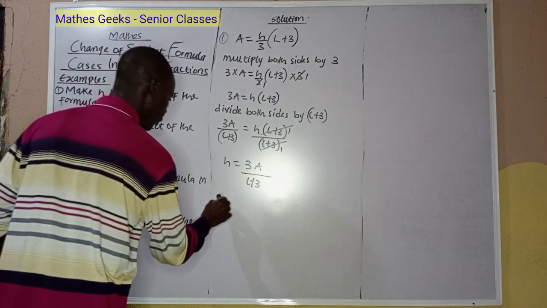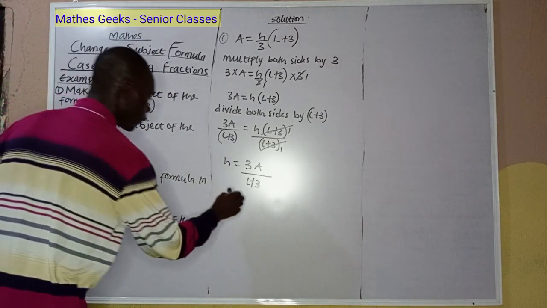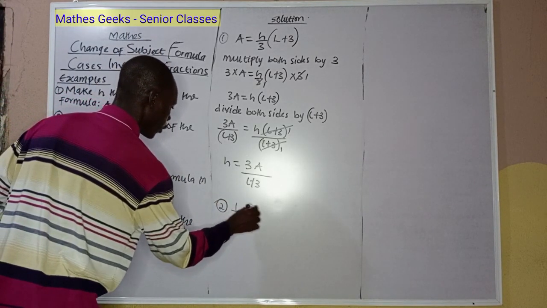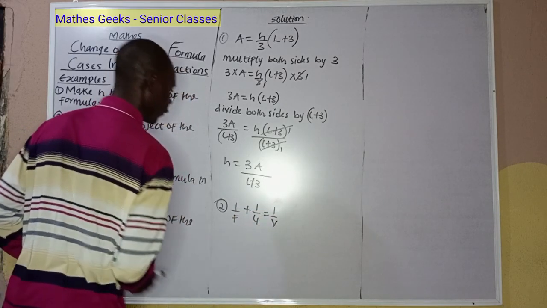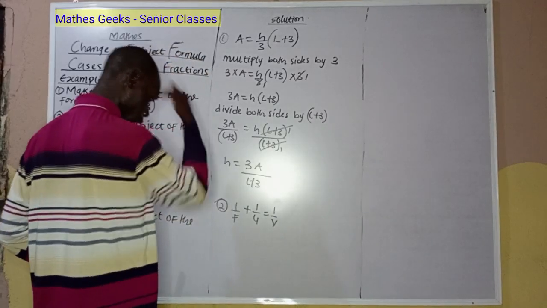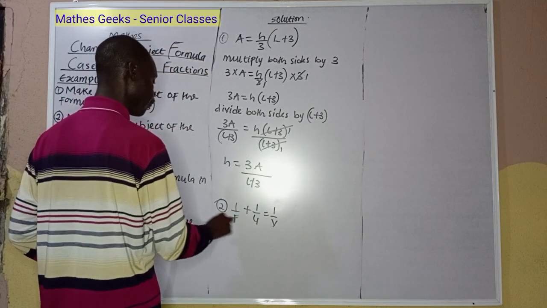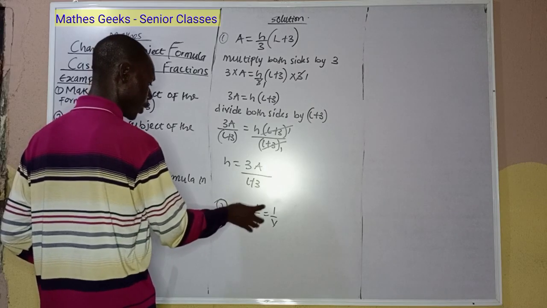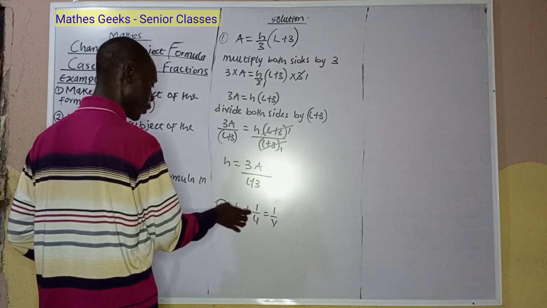Number 2, make f the subject of the formula. 1 over f plus 1 over u equals 1 over v. Now, since the letter we were asked to make the subject of the formula is f, and it's on this side of the equation, and this part is also related to 1 over f by addition.